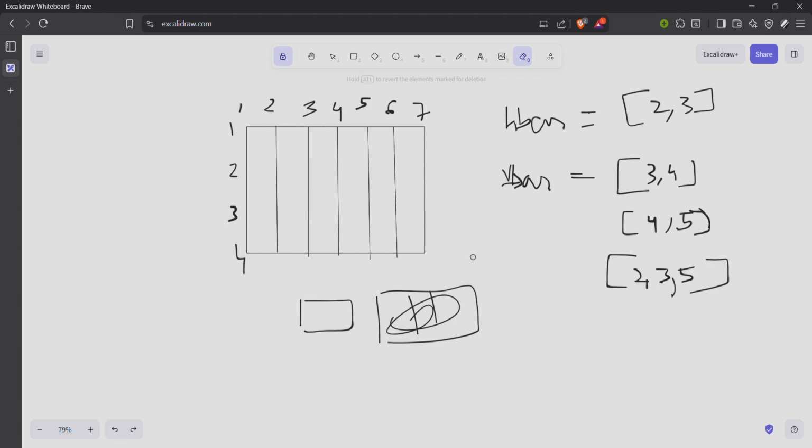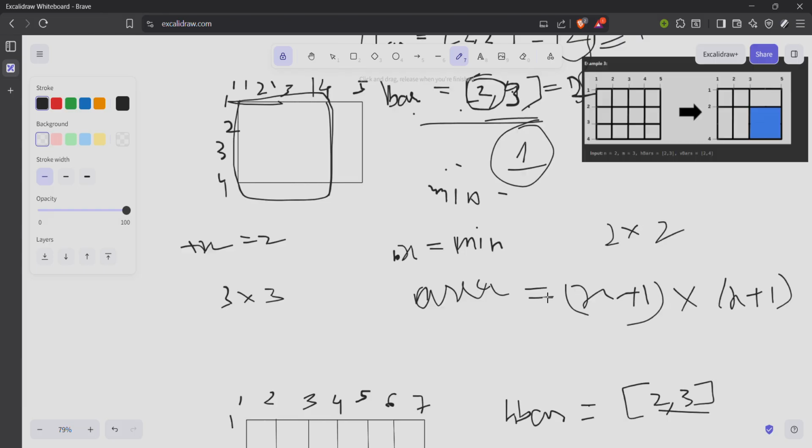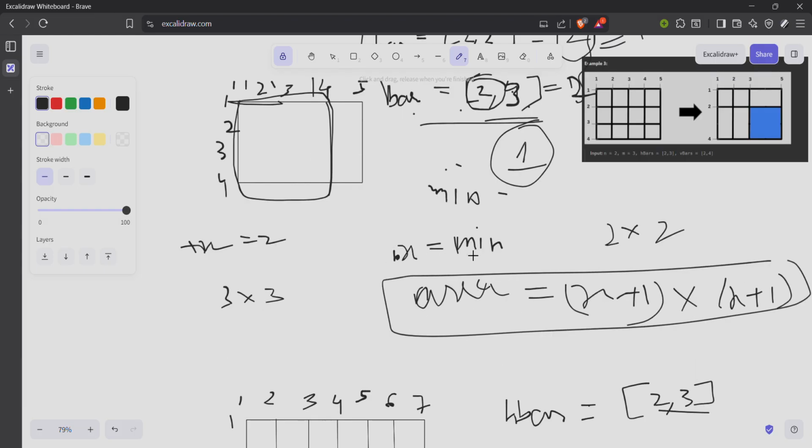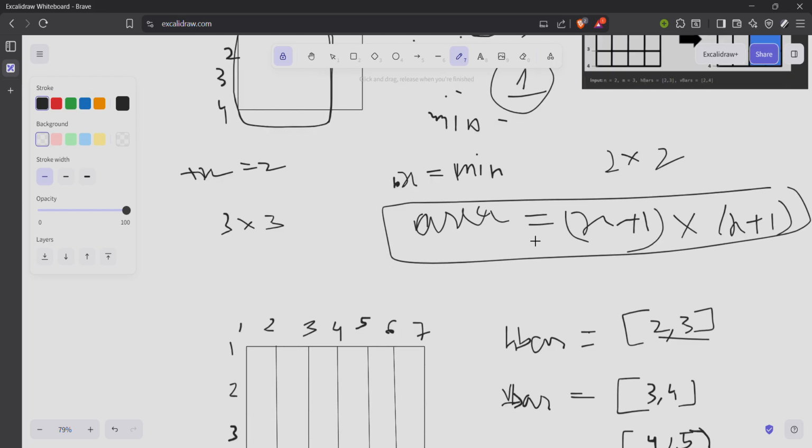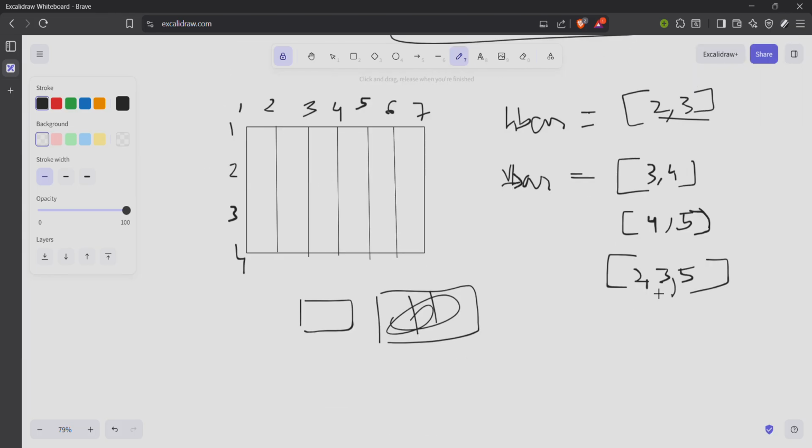So now, if we find the minimum consecutive out of these two, we can give the answer. We can answer the maximum area of the square, which I have given here. X is the minimum consecutive which we have to find, and the answer area would be x plus 1 cross x plus 1.